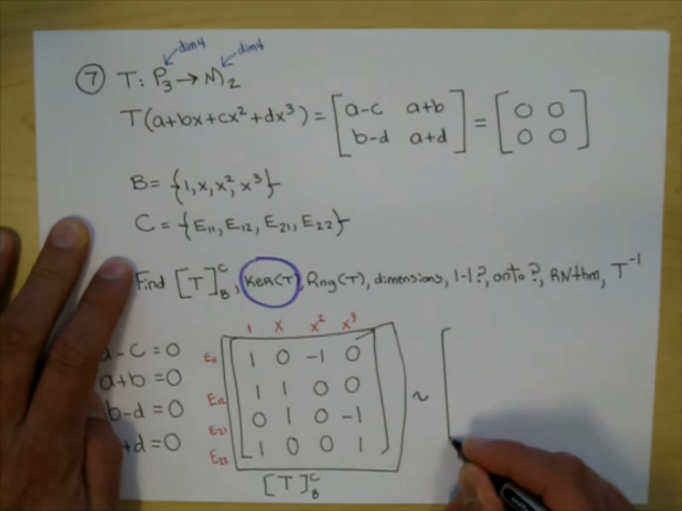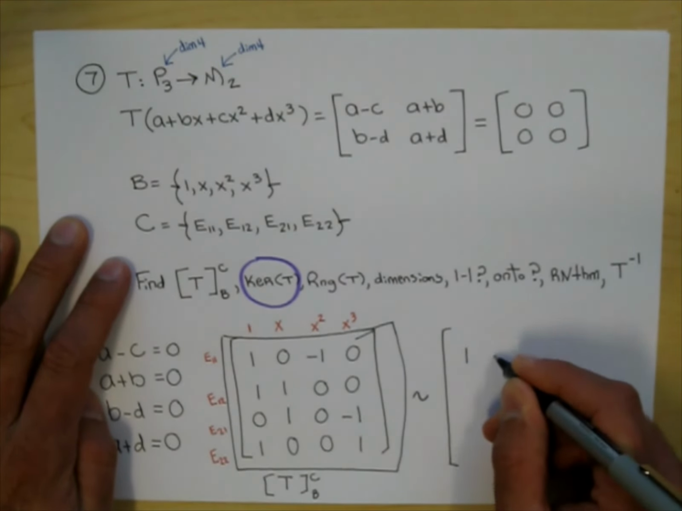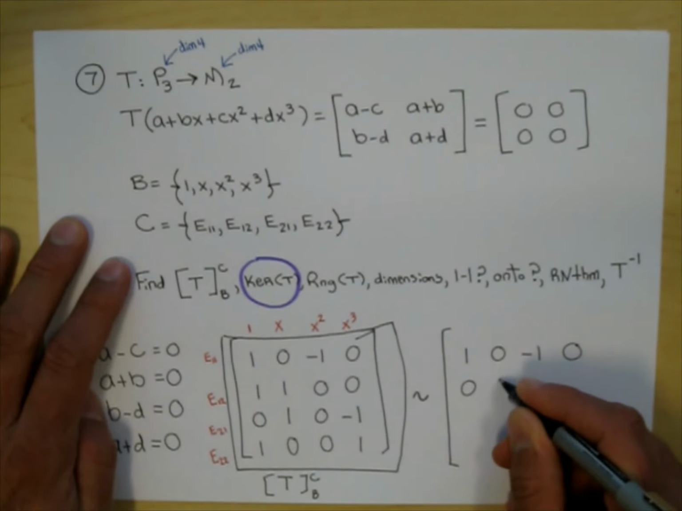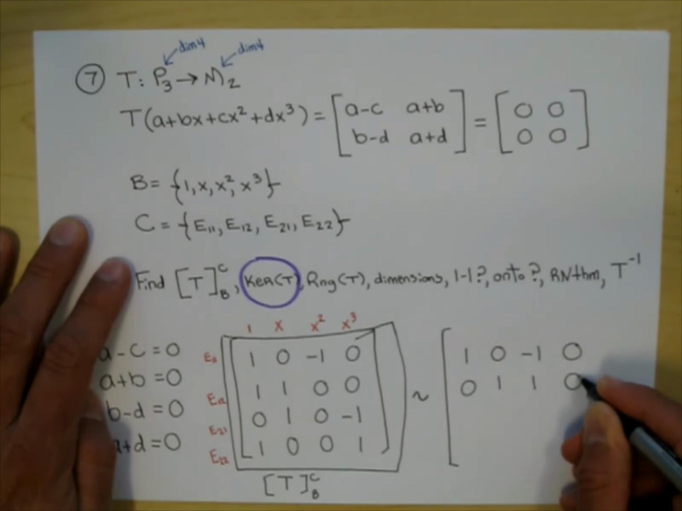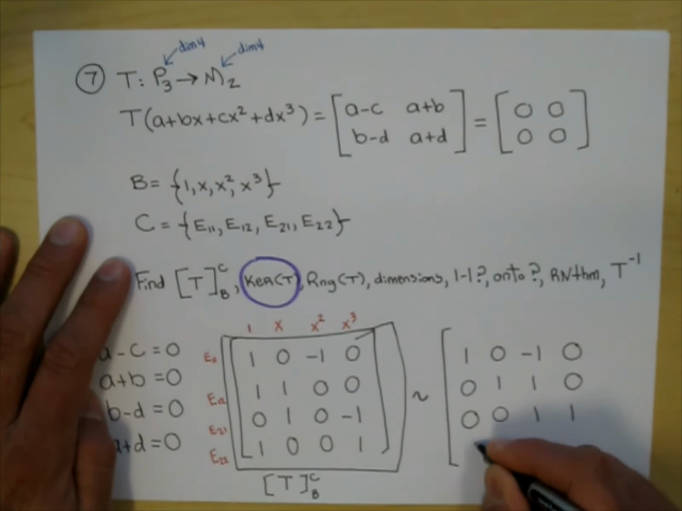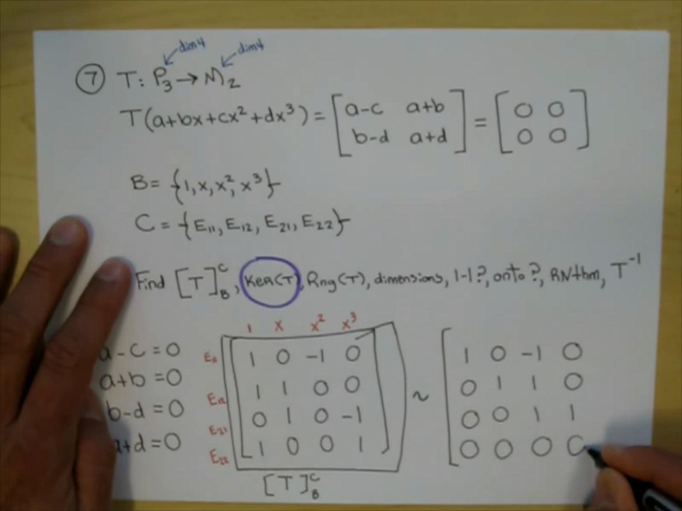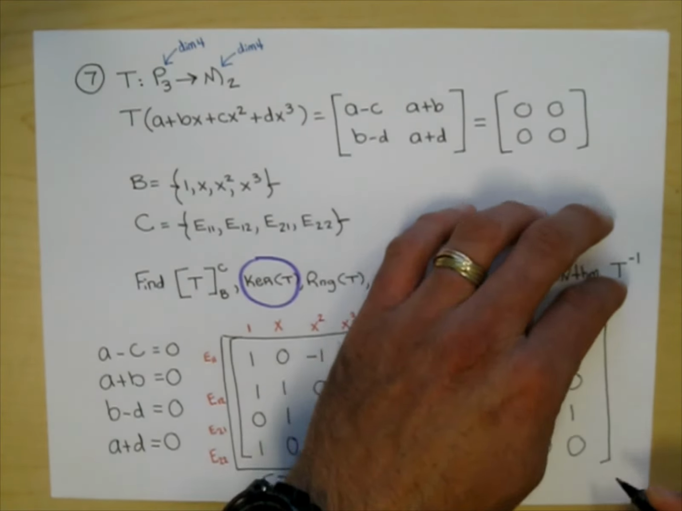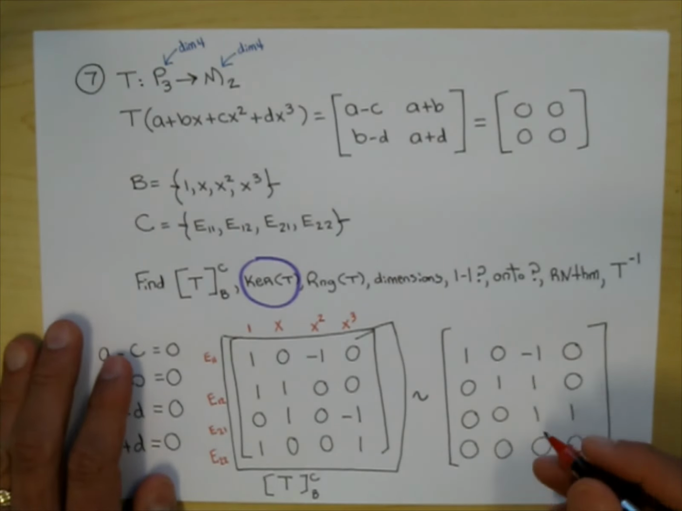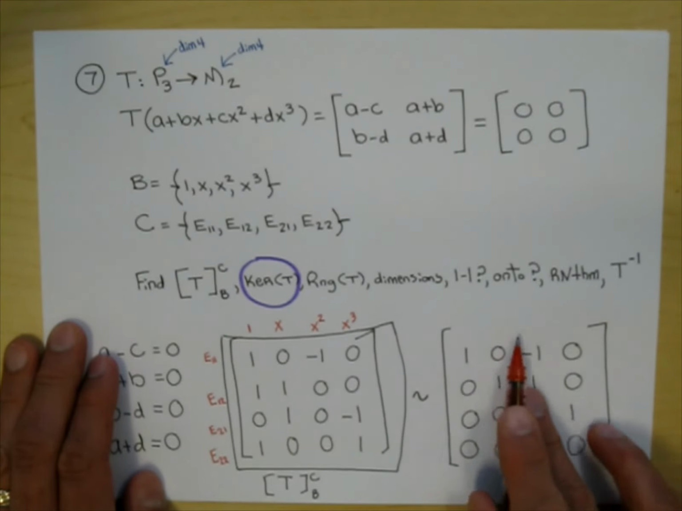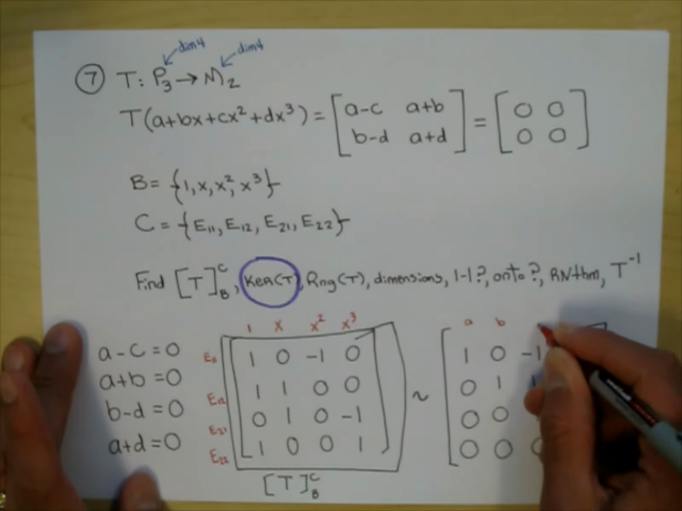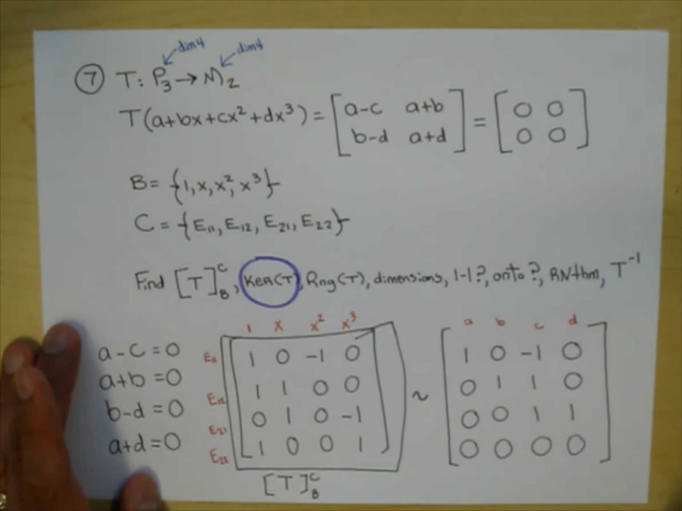I'm not going to show you all the pain that I went through to do this. 1, 0, negative 1, 0, 0, 1, 1, 0, 0, 0, 1, 1, and then the last row was all zeros when I finished it all. Now if you want, you could still write these along the rows and columns, but I'm going to go ahead and say this is A, B, C, D, because that's going to help me. Those are going to be the letters.